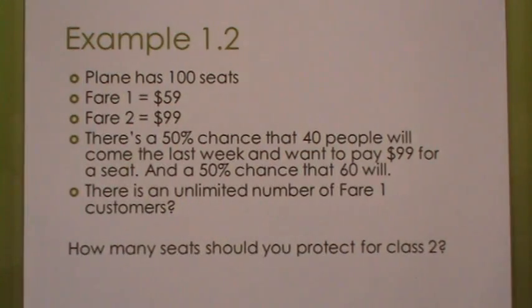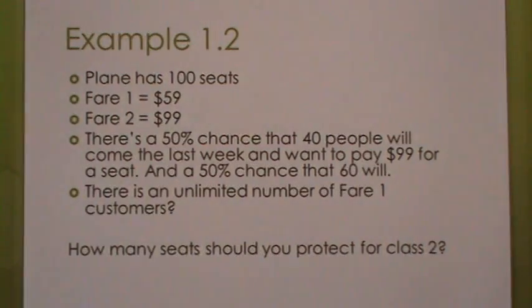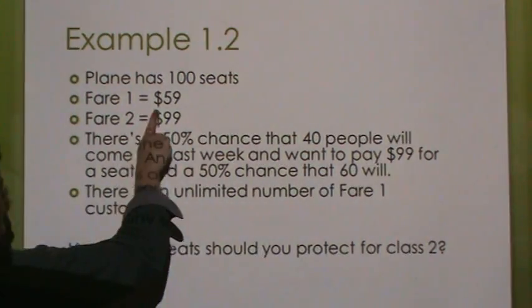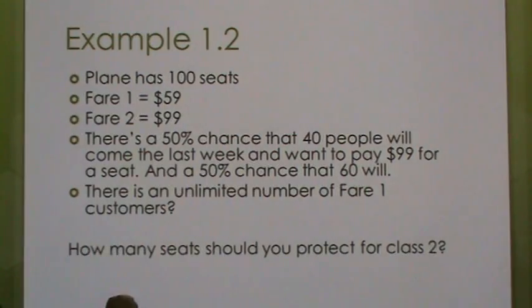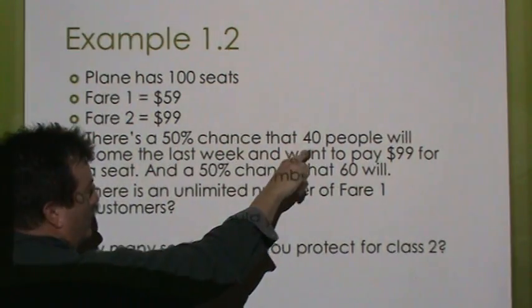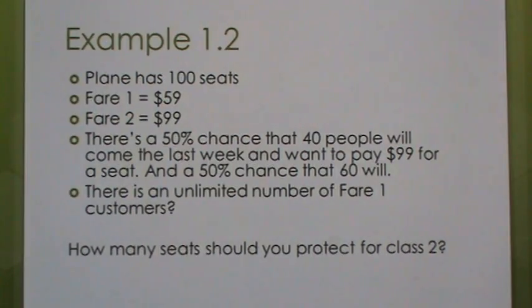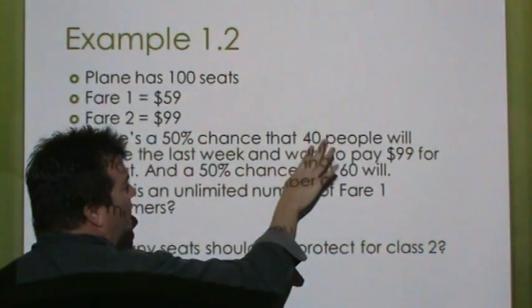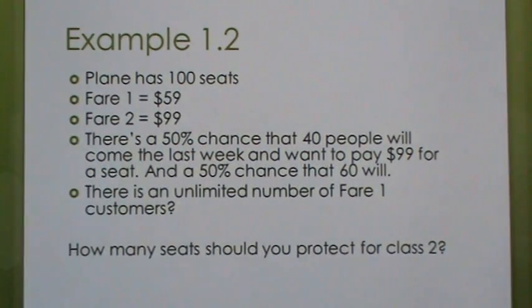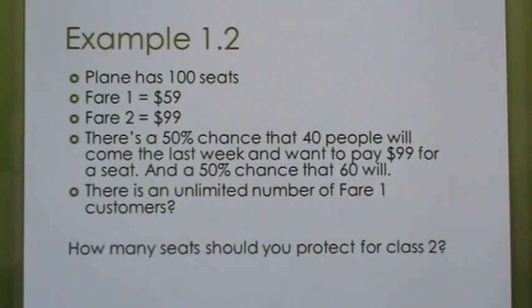Okay. Let's see, does that come out right here? If 40 people come, we could get 59 times 60 plus 99 times 40. That would be if we protected 40 seats. Oh wait, no matter how many come, we know at least 40 are going to come. It might be 40, it might be 60. So you were saying we should protect 60, the higher number.